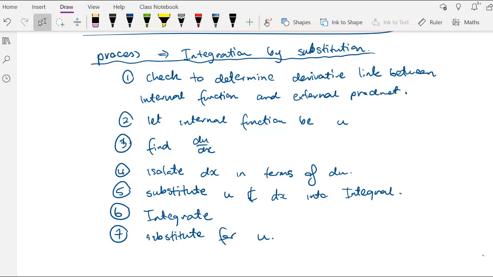In the next lesson, we'll go through a few more complex scenarios, and we may even look at the idea of linear substitution, which is a slightly more complex process.